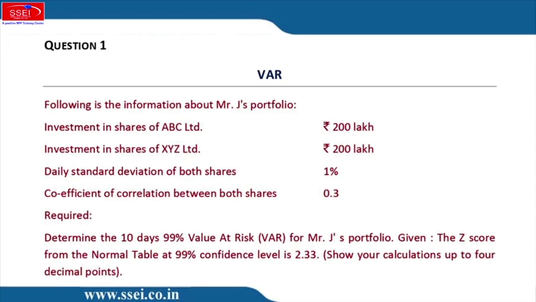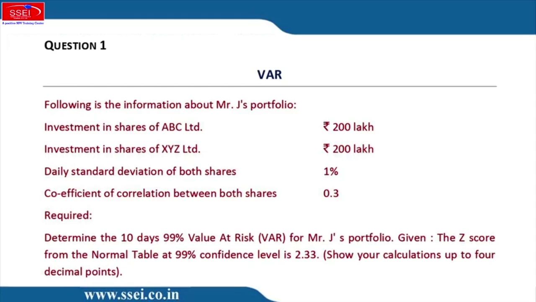Okay, now somebody may be confused: sir, we apply the formula weight square into variance plus weight square into variance plus 2 into weight into covariance. Why are you not taking the weights? Now what is the importance of weight? The importance of weight is that the amount which is invested in the 2 stocks is used to find out the weights. Now we have already used the amount, because we have calculated the SD in amount terms, 200 lakhs into 1%. So the effect of the weights has gone into it.